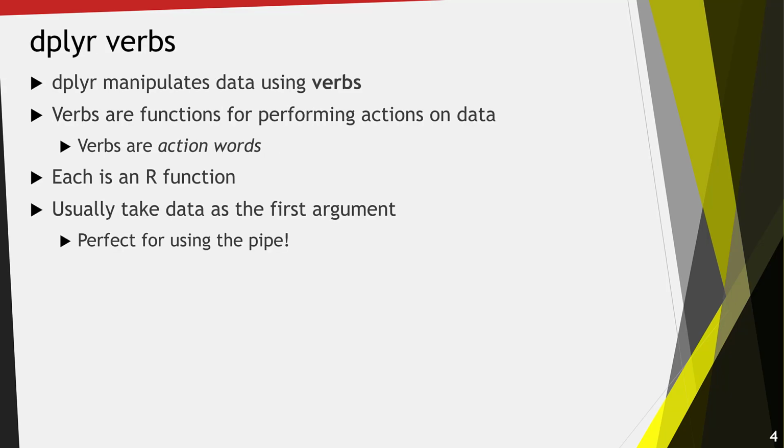When you're using dplyr, you're going to manipulate data using verbs. Verbs are dplyr functions for performing actions on data. Much like in language, dplyr verbs are action words. Each verb is an R function. It's usually going to take data as its first argument, which makes it perfect for using the pipe, because remember, the pipe will take whatever's on the left-hand side and feed it in as the first argument of the function used on the right-hand side of the pipe. So what are some dplyr verbs?